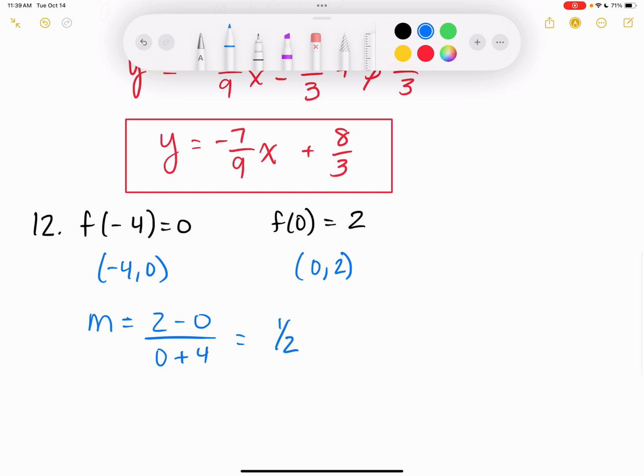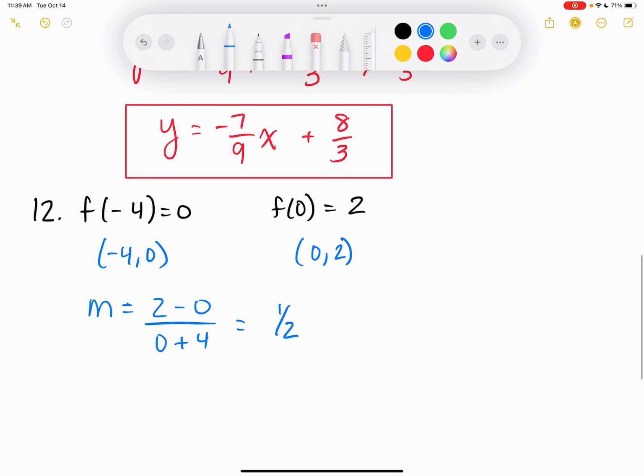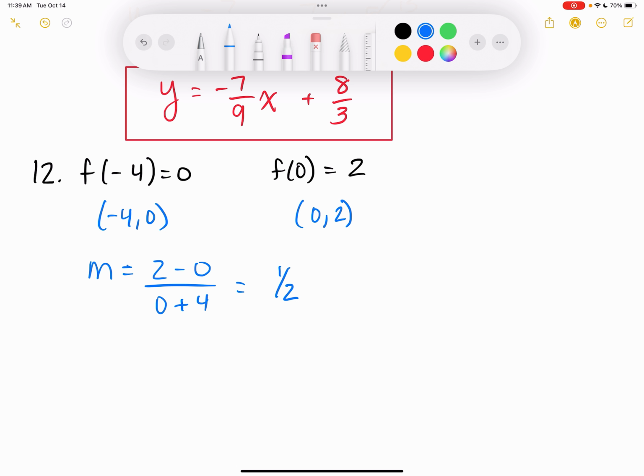All right, slope. 2 minus 0 over 0 minus negative 4, so plus 4. 2 over 4 is 1/2. So I have a slope of 1/2. Do you want to use the first point or the second point? Second point, because there's a 2. So y minus 2 equals 1/2 times x minus 0. Then y equals 1/2 x plus 2. I like that one.